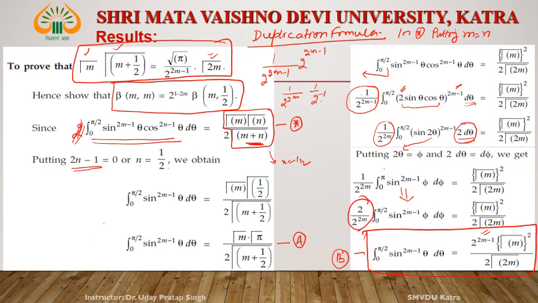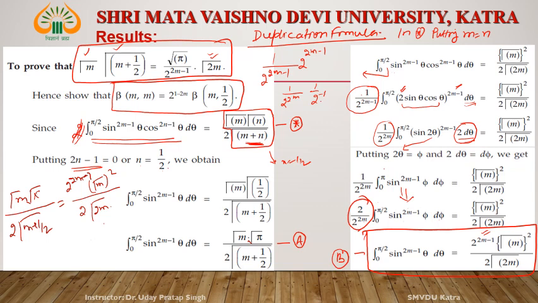Okay, what is A and B? A and B are equal. So if A and B are equal, then their right-hand sides are also equal. Gamma n is square root of pi, this is square root, not gamma, 2 times gamma of (m plus 1) by 2 is equal to the right-hand side of B, which is 2 to the power 2m minus 1 into gamma of m squared divided by 2 into gamma of 2m.